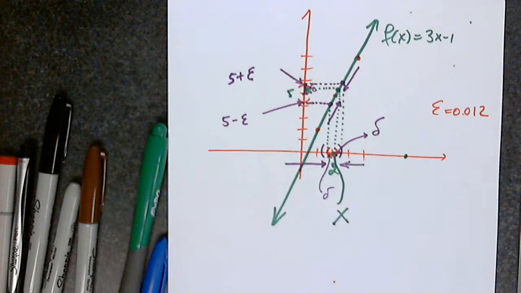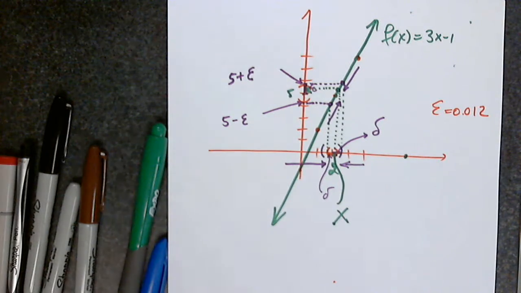You can only say if the limit is 5, then if I pick any epsilon around 5, I will find a delta around 2. That if I pick an x near 2, then f of x will be in that interval. And that's why I'm going to ask you now, which of these two intervals will I have to pick? The smaller or the bigger?